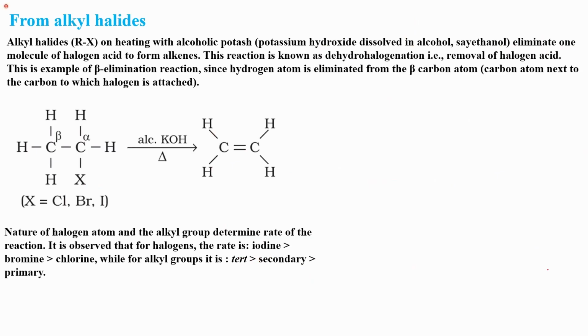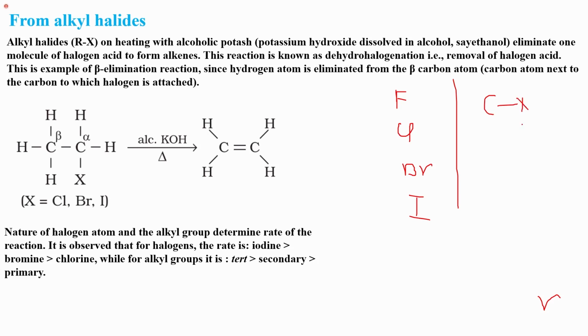And now from alkyl halide. So what is alkyl halide? We know that alkyl halide in the periodic table, you can see, you have a fluorine atom. The first halogen moiety is fluorine, then chlorine, then bromine, then iodine. Okay.